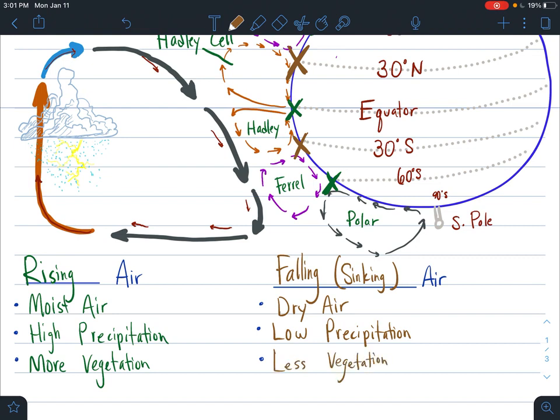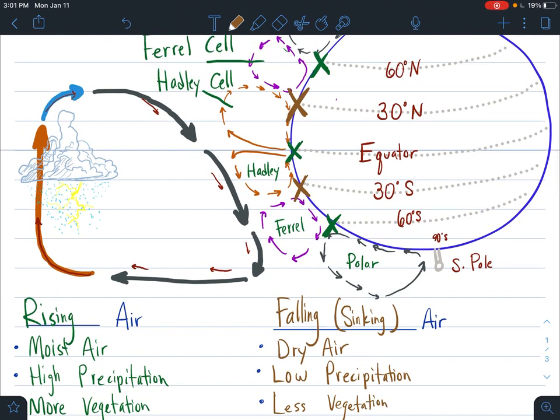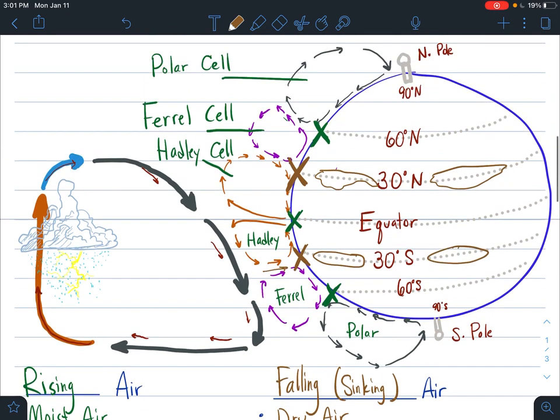So areas where there's low precipitation and less vegetation are typically areas that we call our deserts. And actually, if you look at a globe, almost all of our deserts are located here at 30 degrees north or at 30 degrees south. But there's another area where the air is descending, and that's in the South Pole and in the North Pole.